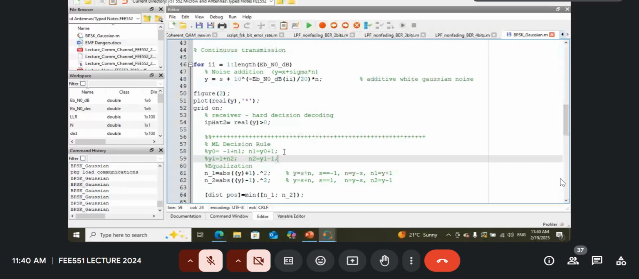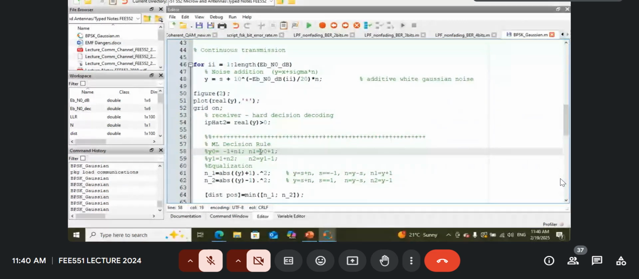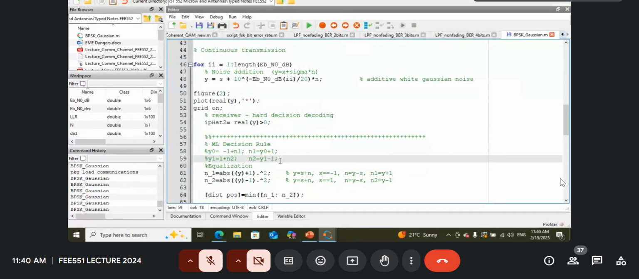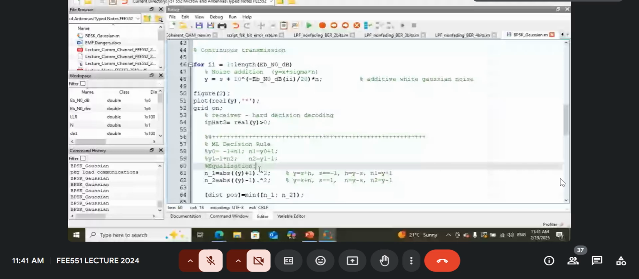So what you do, you form a function for the noise. If a 0 was transmitted or a 1 was transmitted, whatever you receive as y, you can add 1 to it for n1, and if a 1 was transmitted, n2 is equal to y minus 1. Then you square it. So you check between noise 1 and noise 2, because you have only received y. But the only possible values that might have been transmitted are either 1 or a negative 1. So you check which of those two noise values is minimum. So you check the minimum noise.